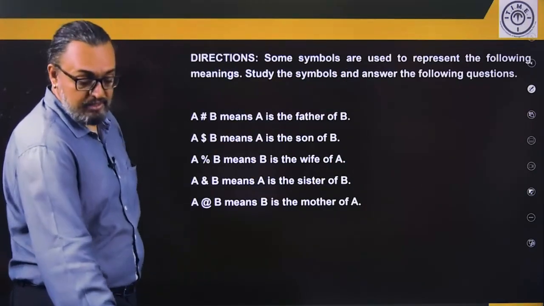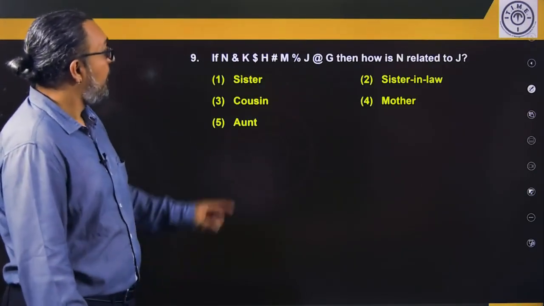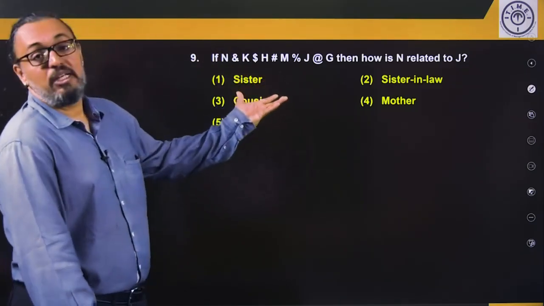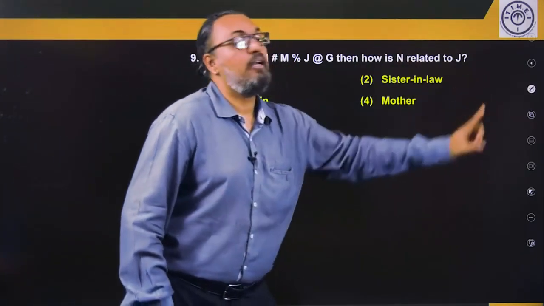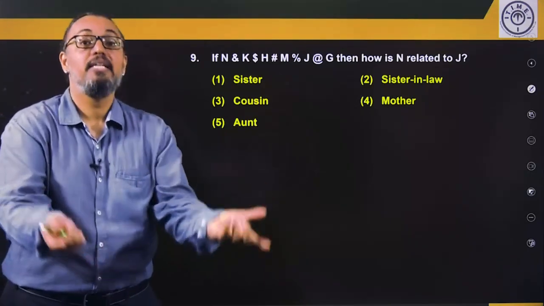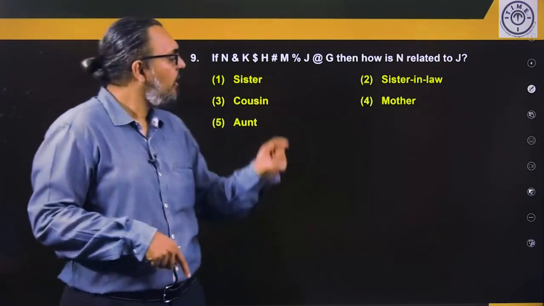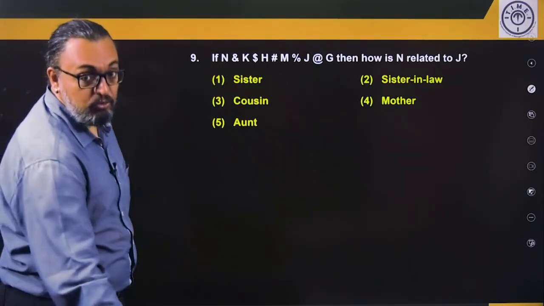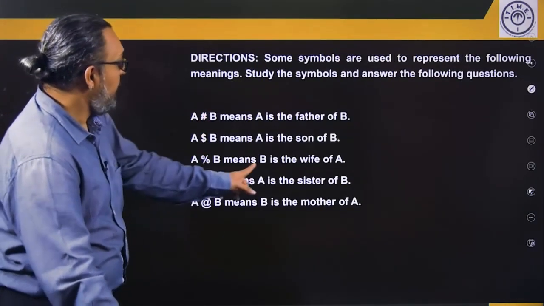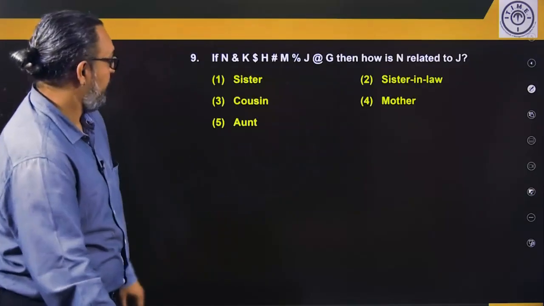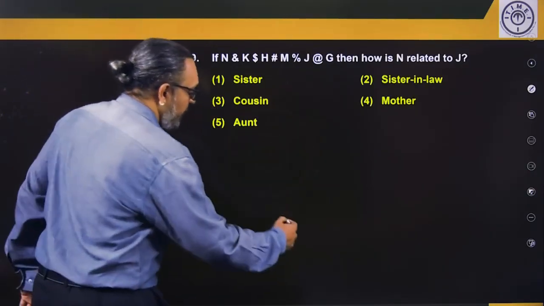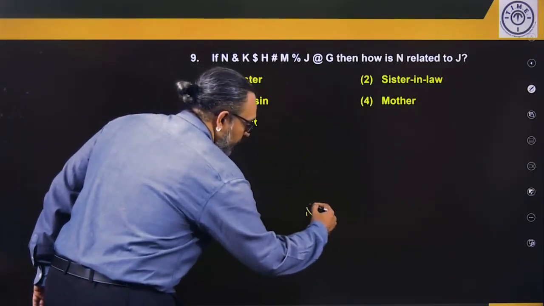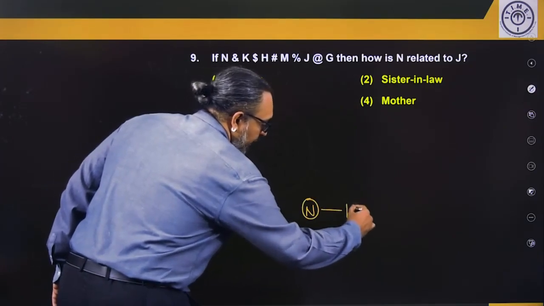Then, okay, similar information. Now the expression is already given to you. He is asking how is n related. Earlier the relation was given. He was asking which expression works. Now it is the reverse. Okay. So we will have n ampersand k. What does ampersand mean? In the forward direction, sister. So n is a sister of k. So let me take it like that. So we have n is a sister of k.